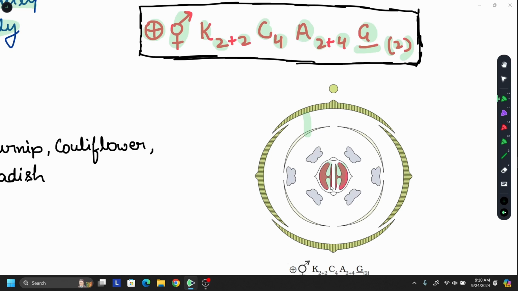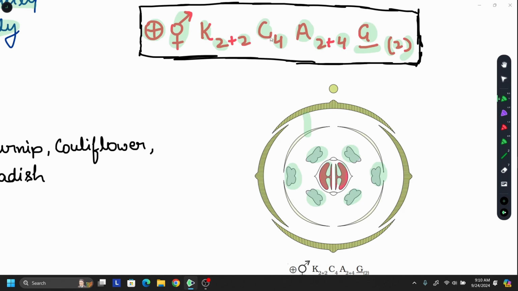A is the androecium. So this is one group which is outside, and this is the group of 4 stamens which are inside. So there are 2 groups. The group of 2 is outside, and the group of 4 is the inside one. So in the androecium, there are a total of 6 stamens.